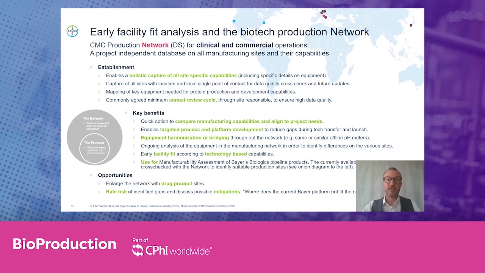The cross-check of the process to the network is visualized here in the onion diagram. Simply spoken, we want the small ball inside the big one. If this is not the case, we either need to change the process to move it back into the network, or enlarge the network and make the bigger ball so big that it fits the small ball.